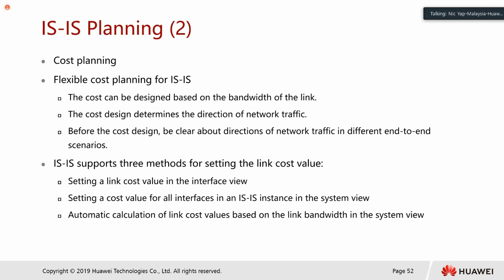And the next one is the cost. The cost planning. With flexible cost planning for ISIS, the cost can be designed based on the bandwidth of the link, and the cost can determine the direction of the network traffic. Before the cost design, be clear about the direction of the network traffic in different end-to-end scenarios. So you can set where the path goes from one end to the other end.